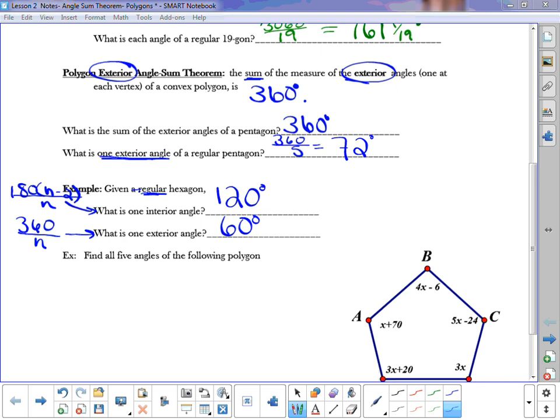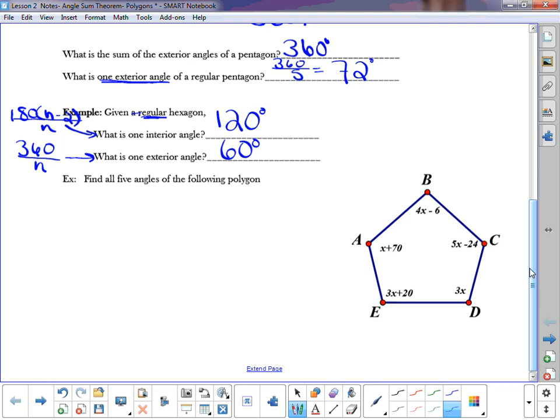Alright, so now our next example here, it says find all 5 angles of the following polygon. First of all, what type of polygon do I have here? A pentagon. We see there's 5 angles, or they told us 5 angles, but also we see the 5 sides. So I know that this is a pentagon, so my number of sides would be 5. Now, is this a regular pentagon? No, they did not give that to us, and we cannot make that assumption. So I do not know that these are the same, and in fact, we'll find that they are not the same at all. So how do I go about finding my angles?